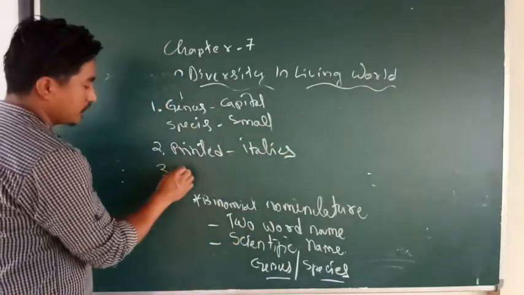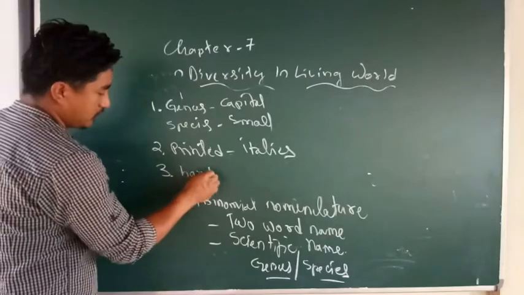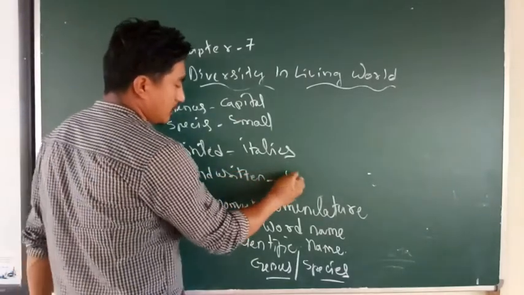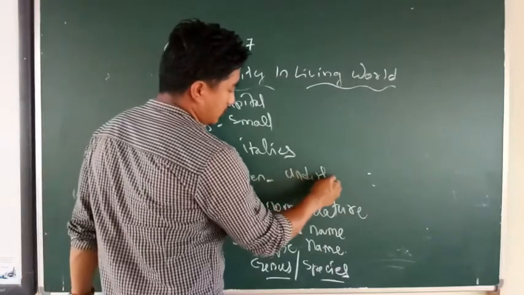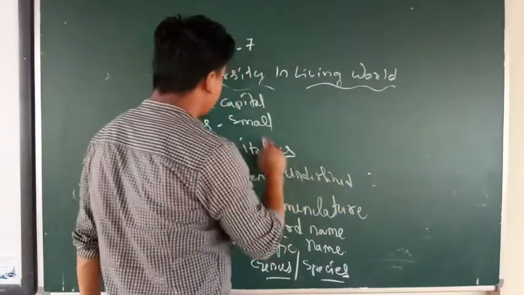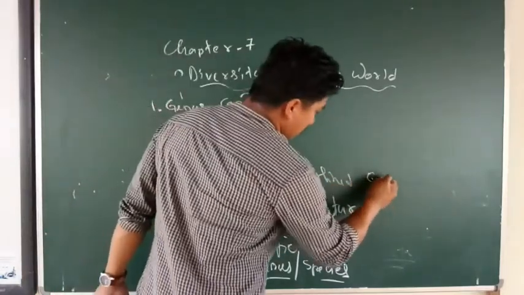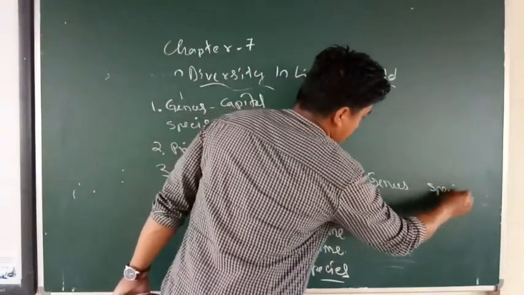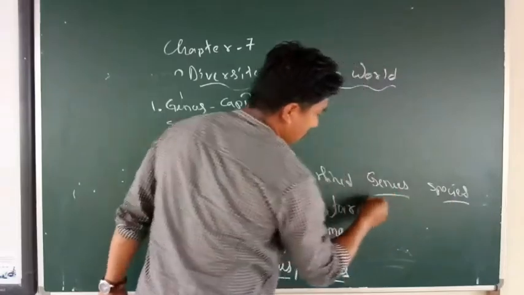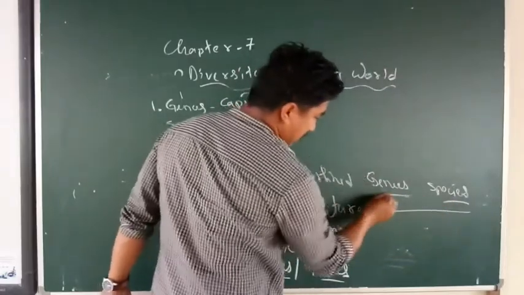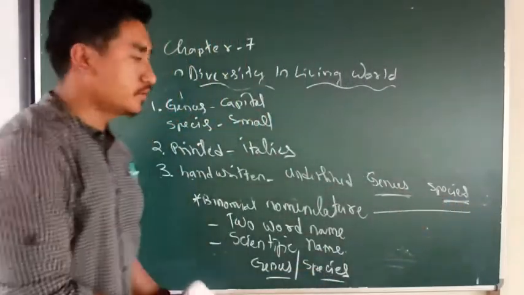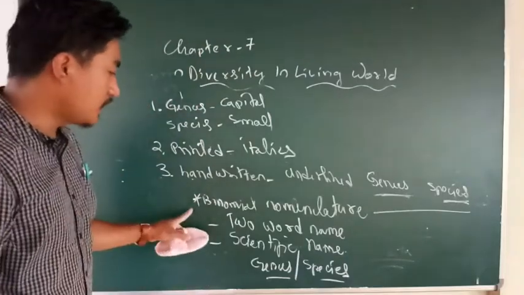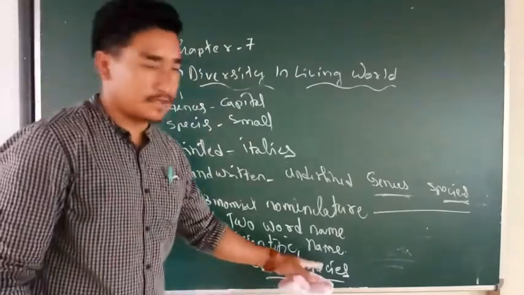Then another point is when it is handwritten, we should underline the scientific name, that is the genus and the species separately, not together, but separately. Those are the different points which we have to keep in mind while assigning the scientific name.